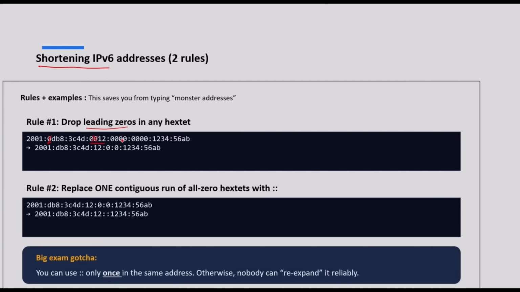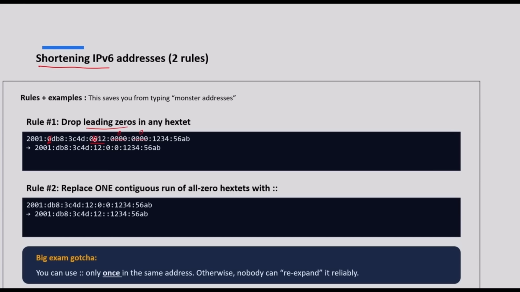I have all these zeros in here, and the second rule says if you have all zeros, you can just put 1 zero instead of all of them. That's going to be the same, right? So I can just omit this and just have 1 zero instead of this and 1 zero instead of this. Interesting. Now, rule number 2 says if you have all zeros, you can just combine them into a double colon. All zeros can be combined into a double colon, right?